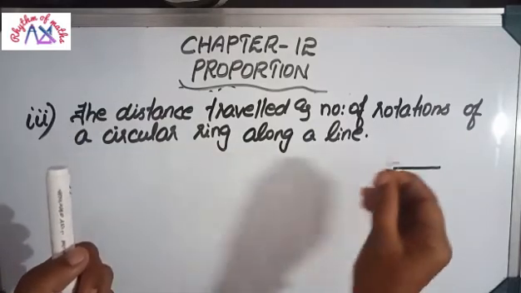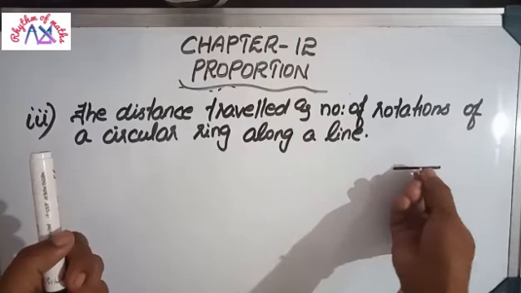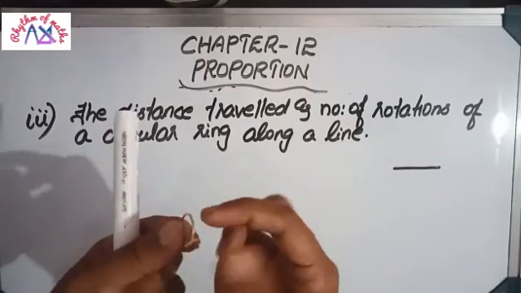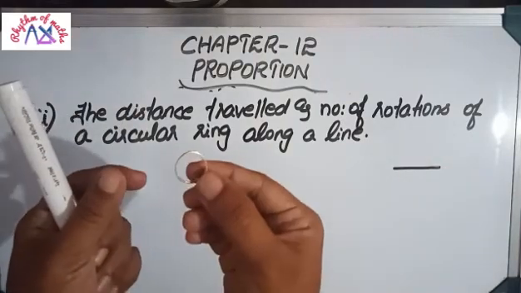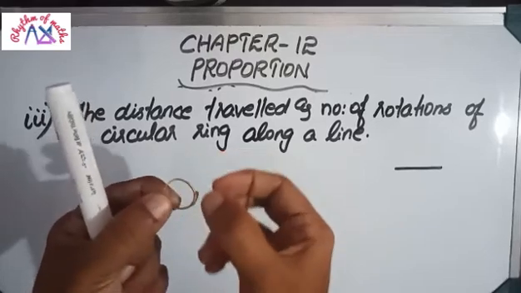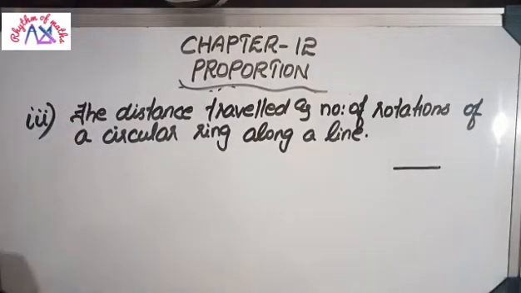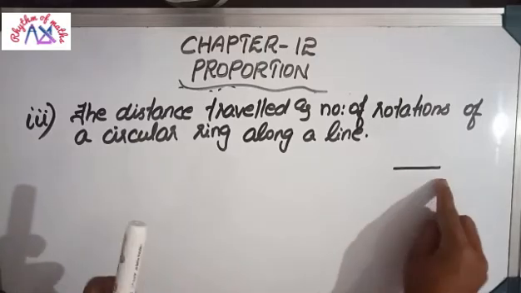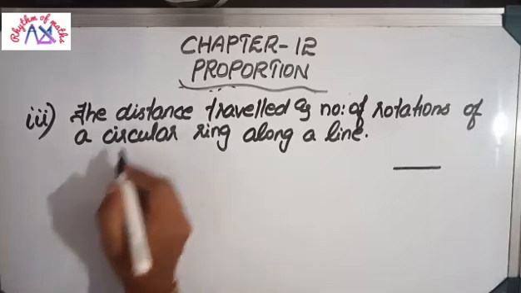If we rotate this, what does it mean? Like this. If we rotate once, it will cover the perimeter of this ring. The perimeter of this ring will be covered if it rotates once. So what will the distance be? Distance covered means the perimeter will be the distance.